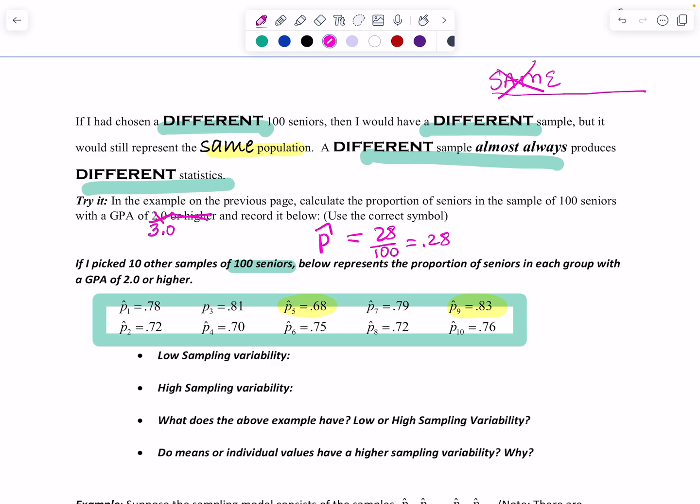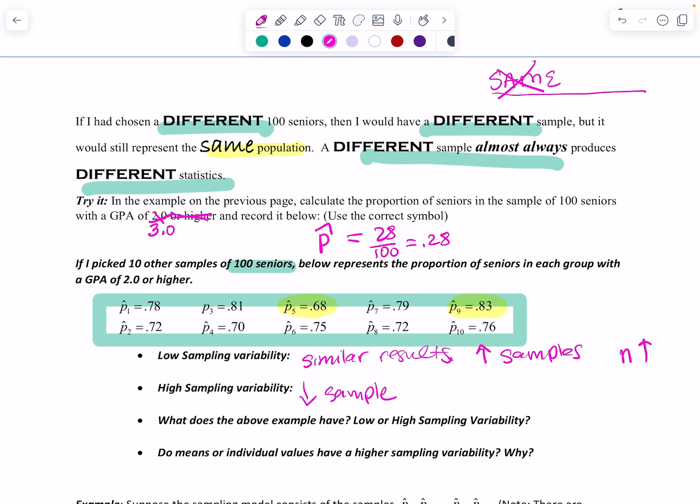So we are going to see that I have low sampling variability when I have similar results and a large number of samples. If you have a smaller number of samples, you're going to have a lot more sampling variability. Because when you start getting more and more data, when my N gets bigger, my sample size gets bigger, you're going to see that the results get a lot closer.